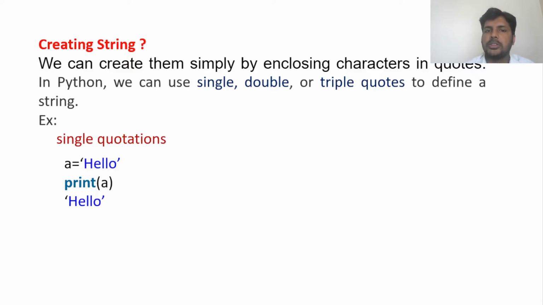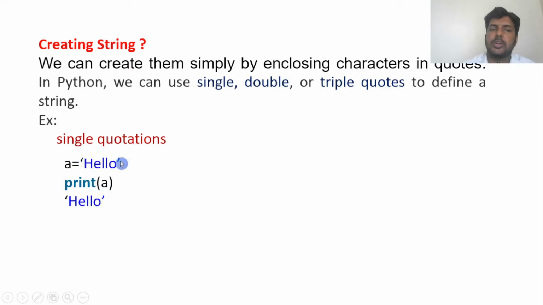Python will treat single and double both the same, but triple quotations are used for multiple lines. Suppose you want to write some text, two or three lines, then we can use triple quotation. So let us see a small example.